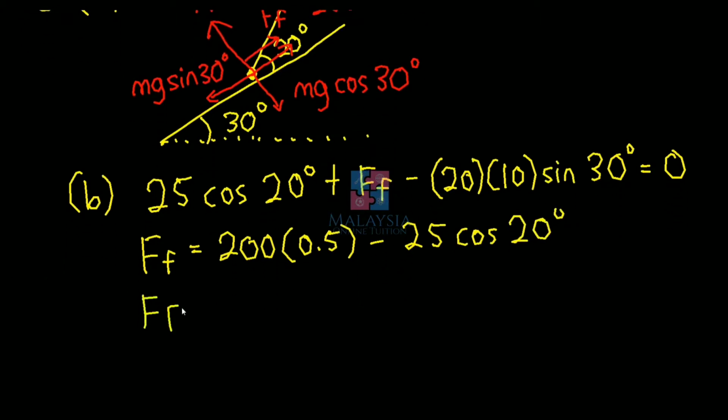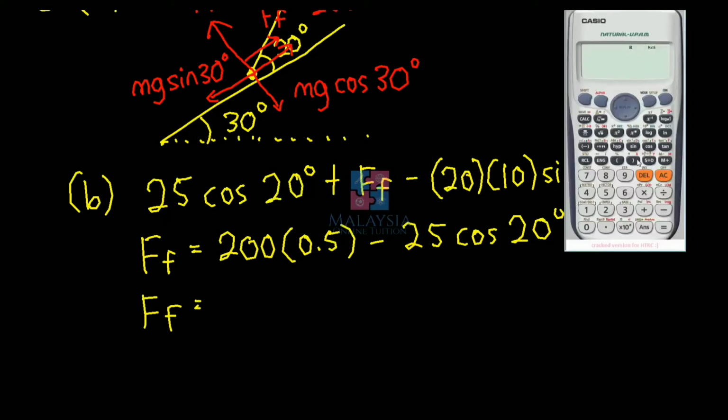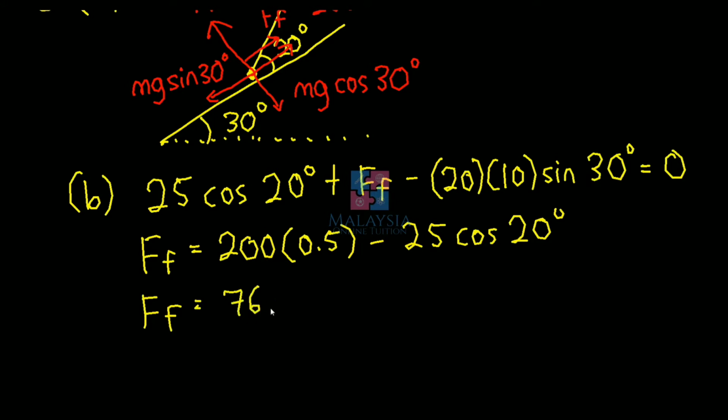So we know that 200 times 0.5, that will be 100, right? Okay, so 100 minus 25 cos 20, so that will be 76.51 Newton, for our frictional force.